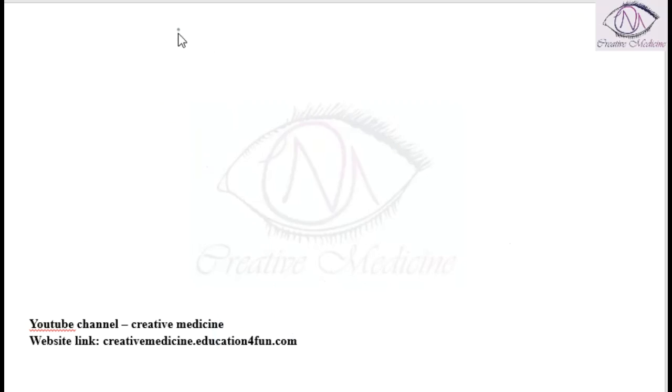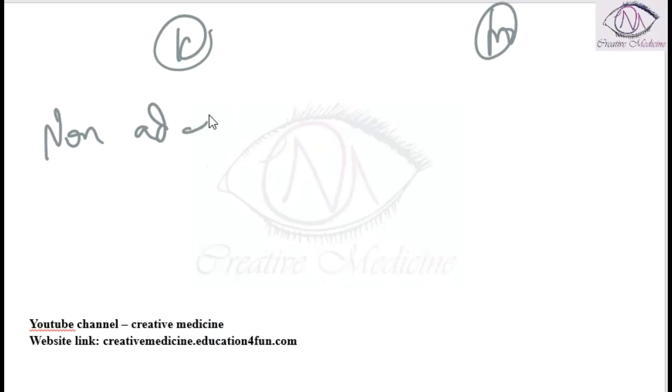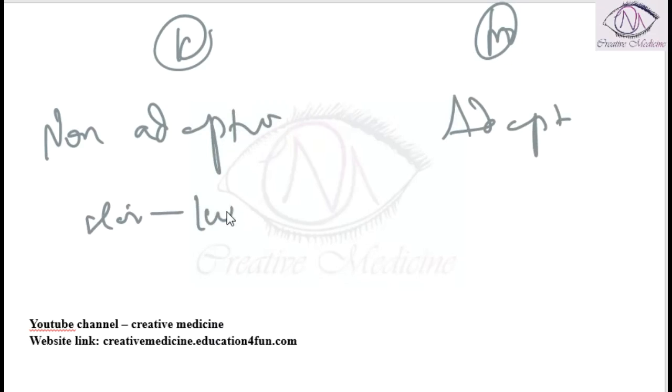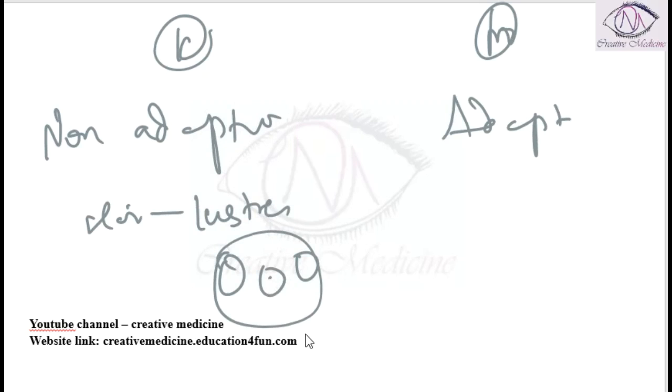Kwashiorkor is a type of non-adaptive malnutrition. Marasmus is a type of adaptive malnutrition. In Kwashiorkor, the hair is lustreless. There is loss of temporal and occipital hair. Hair is easily pluckable. Alternating hypo and hyperpigmentation is seen, which shows the flag sign.